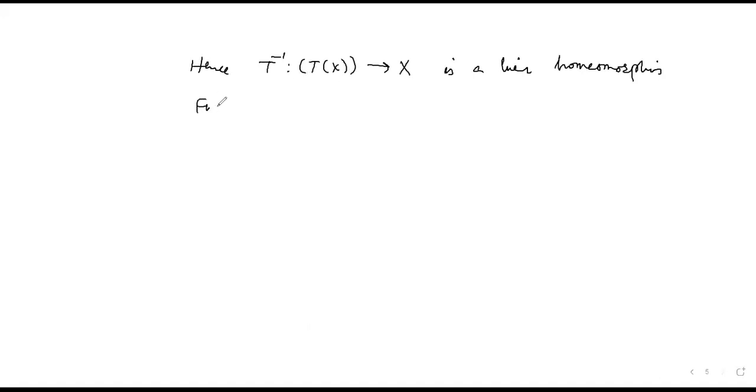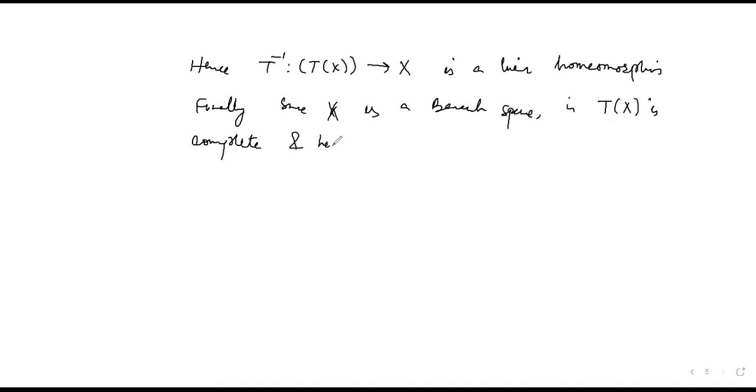Finally, since X is a Banach space, therefore T of X is complete and hence closed in Y. Now we have done that. Now T star is one to one because it is, by our supposition, a homeomorphism. It implies that T of X is dense in Y.